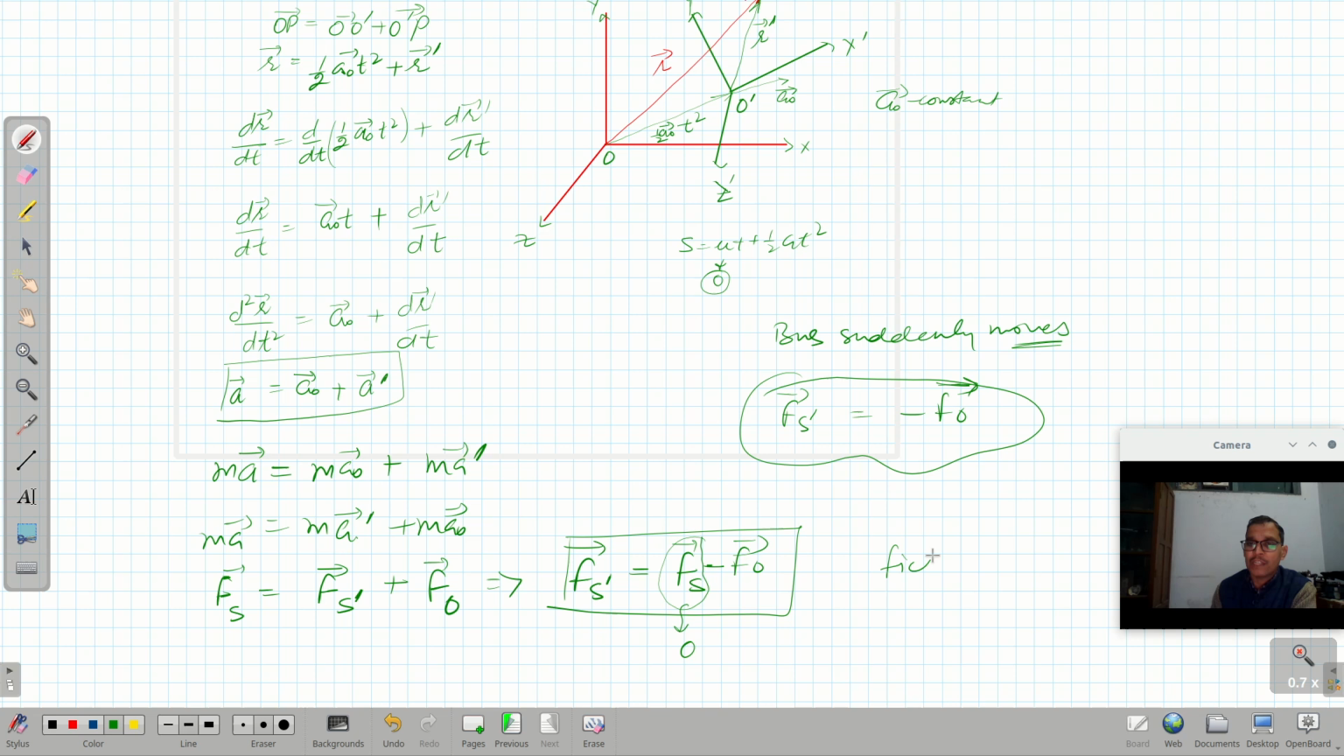Such types of forces are said to be fictitious forces, and as we know, Newton's laws are not valid here, because what do Newton's laws suggest? Newton's laws suggest that if we are not applying any force on the system, then it will not change its state of rest or of motion. But here what is happening? A fictitious force is acting on the system because of the non-uniform motion, or the acceleration, of the moving frame of reference. So that's what is happening here.